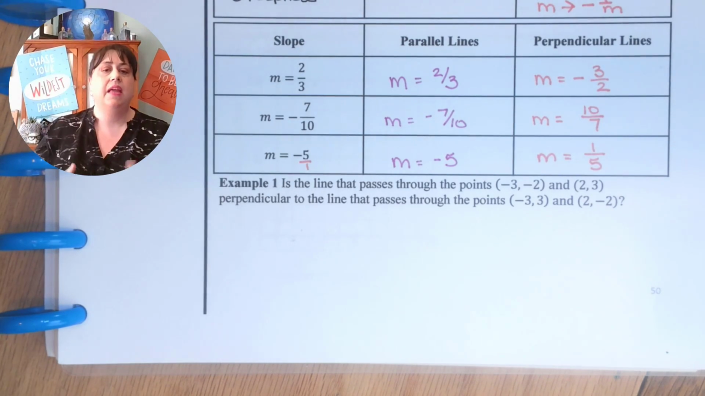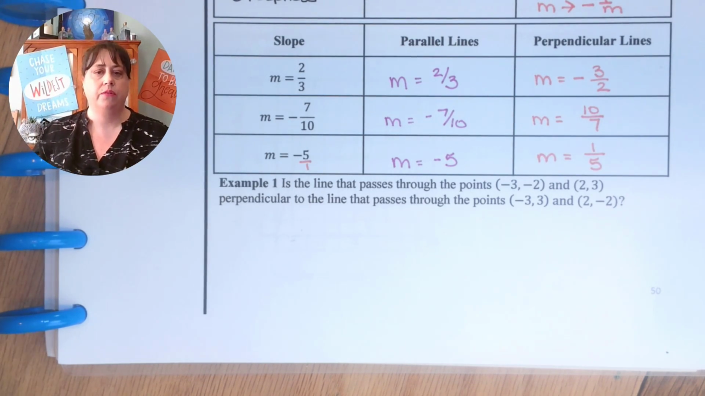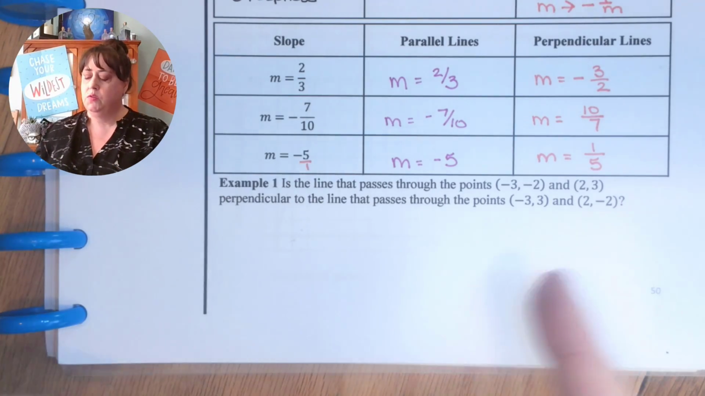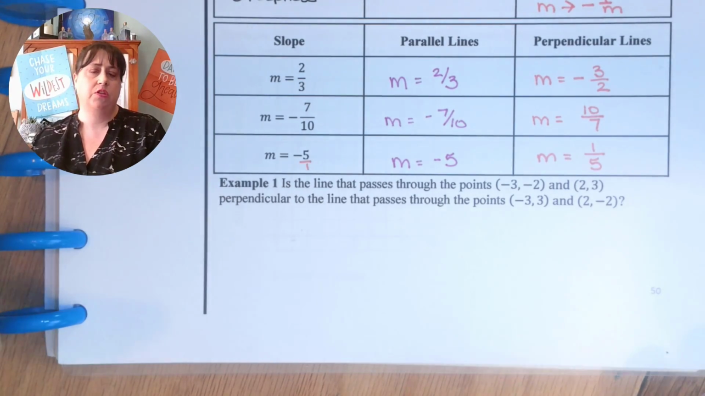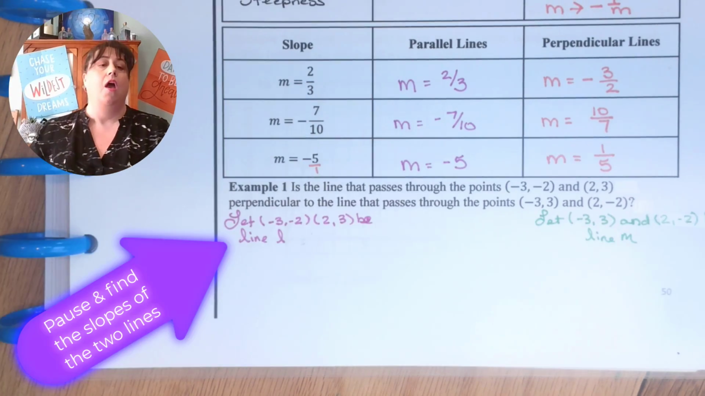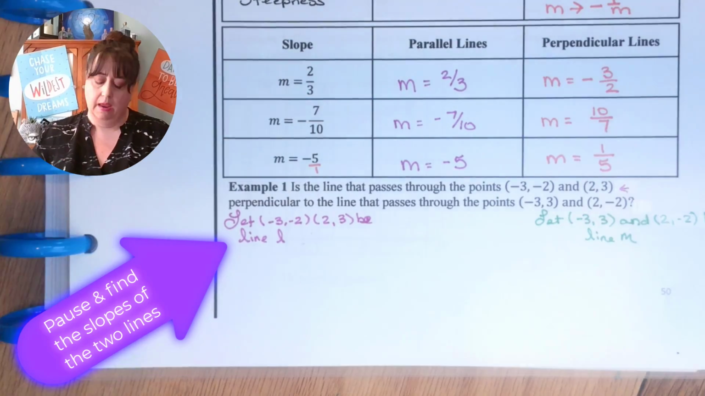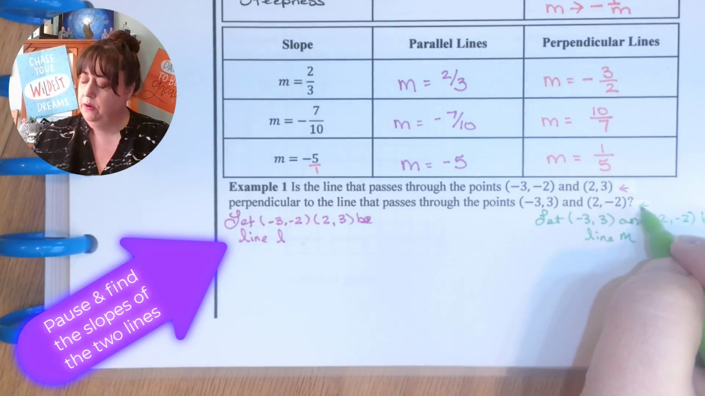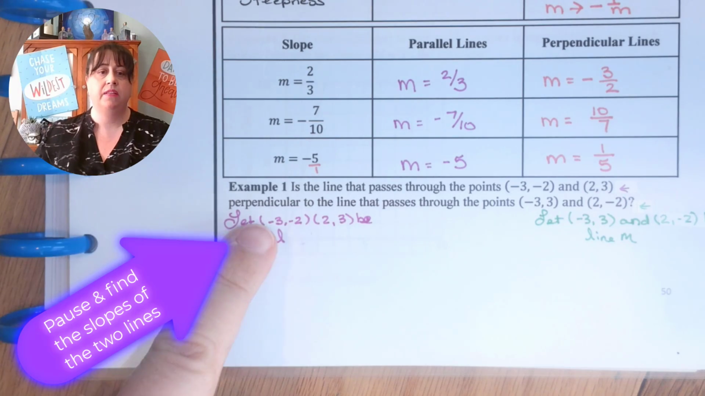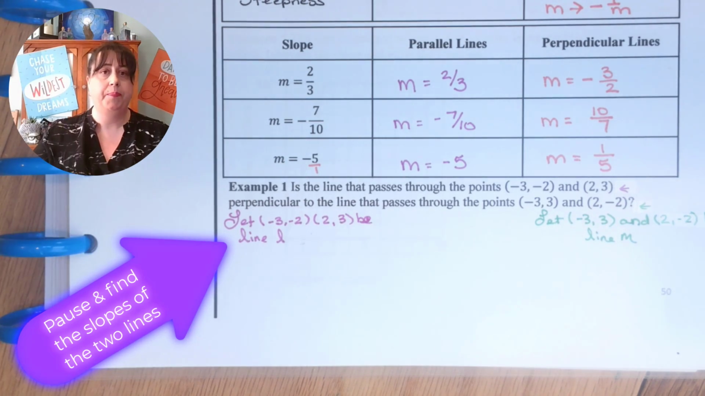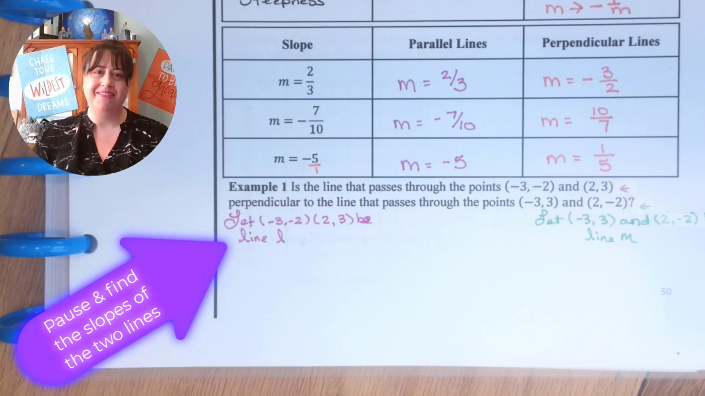All right, so is the line that passes through the points -3, -2, and 2, 3 perpendicular to the line that passes through the points -3, 3, and 2, -2? What we're going to do is go find the slopes of the two of those, and then compare them. We're going to let the first one be this purpley color, and the second one be this green color, and you are going to find the slope of this one and the slope of that one. You're going to pause it, go find the slopes, and then come on back and make sure we have the right slopes before we compare them. So pause it now and then come on back.